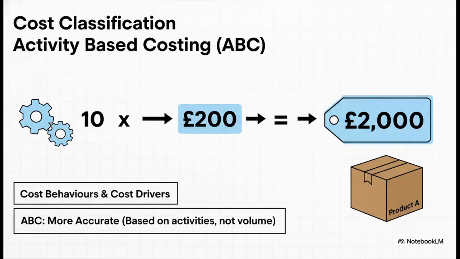Let's take it one step further and see how it builds. We already know our rate is £200 per setup, right? Now, let's look at a specific product. If the exam scenario tells you product A requires 10 setups during the period, all you do is multiply those 10 setups by your driver rate of £200. 10 times 200 is exactly £2,000. Just like that, you've assigned £2,000 of highly precise overhead directly to product A. It makes sense, it's perfectly accurate, and most importantly, it's going to get you those marks.